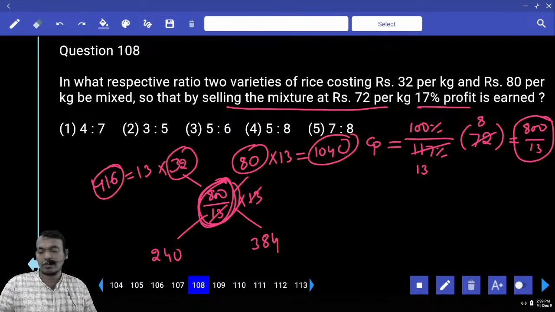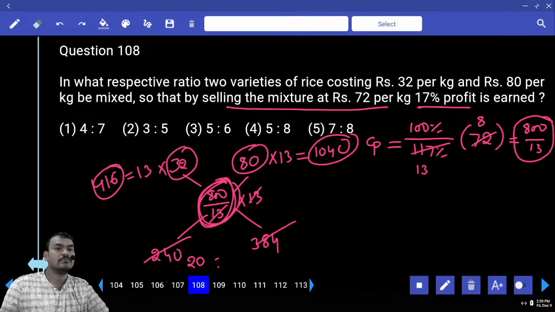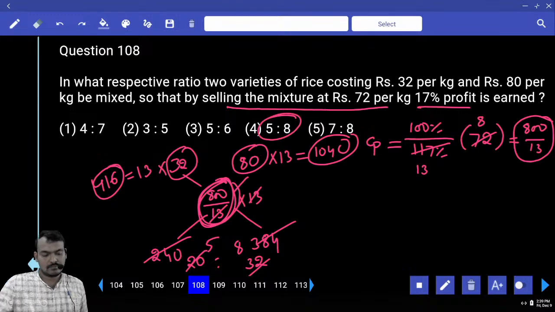We required ratio or sum? Ratio. 240 and 384. 12 how many times? 20. 12 how many times? 32. 4, 5, 4, 8. What is the ratio? 5:8.